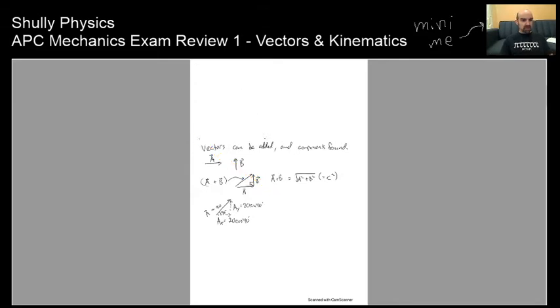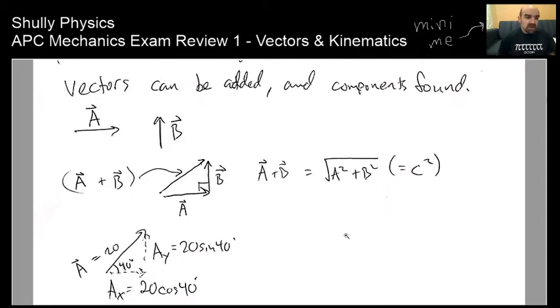That was unskillful. Here we go. That is more skillful. There we go. So, all about vectors. Vectors can be added and their components can be found. So if we have vector A going to the right and vector B going up, there they are. How would we add them?